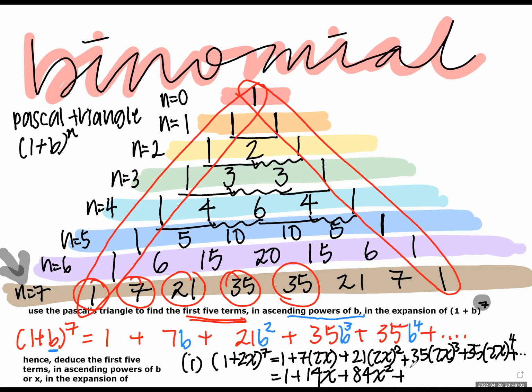plus 84x squared, plus 280x cubed, last one, plus 560x to the power of 4. And don't forget plus dot dot dot. The end, that's it. So this is how you use Pascal's triangle. So easy, understand now?